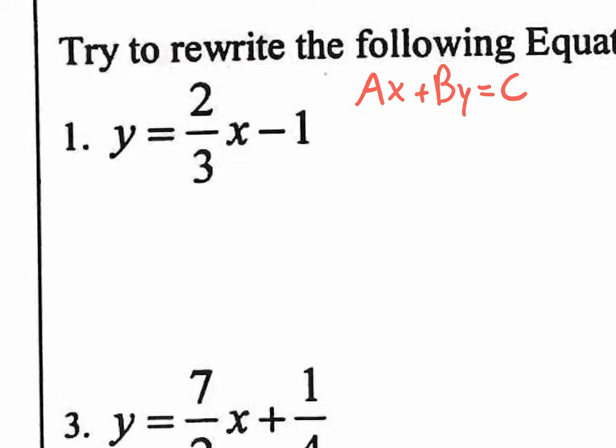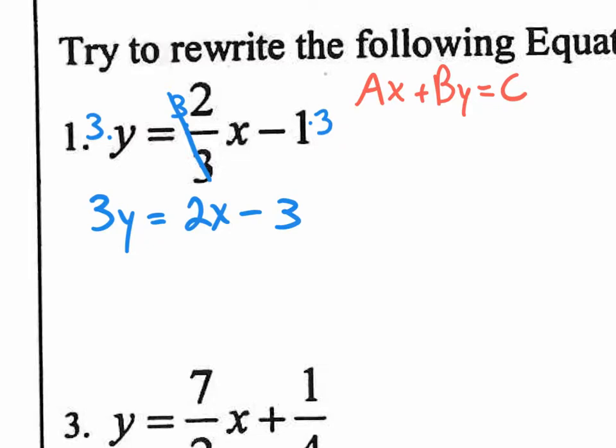So the very first thing you probably want to do is to get rid of the fraction, right? You don't want that 2/3. So let's get rid of the fraction by multiplying everything by the denominator. Multiplying everything by 3. We're going to end up with the 3y. The 3's cancel, equals 2x minus 1 times 3 is 3. So we got rid of the fractions.